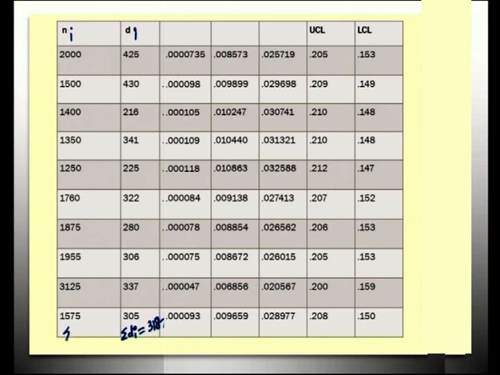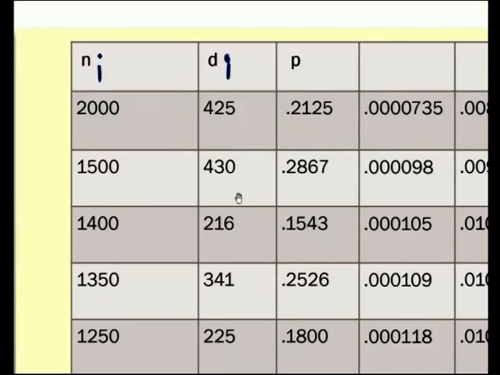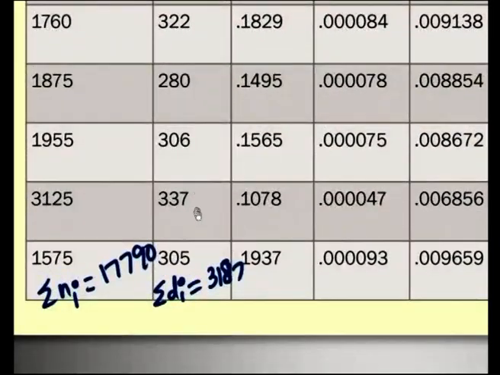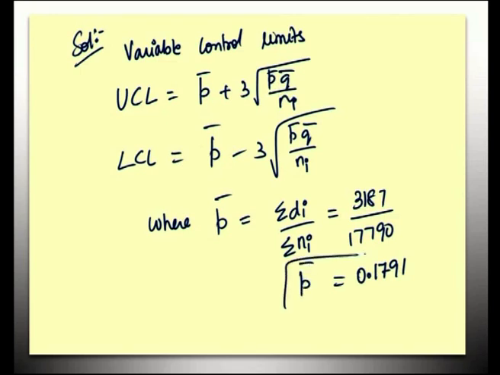and summation N i is equal to 17790. That is the total of 2000, 1500 starting from 2000 to 1575, and summation D i is the total of 425 to 305. Summation D i is 425, 430 and the total comes to be equal to 3187. So, 3187 divided by 17790, and the answer comes to be 0.1791. This is the P bar value.